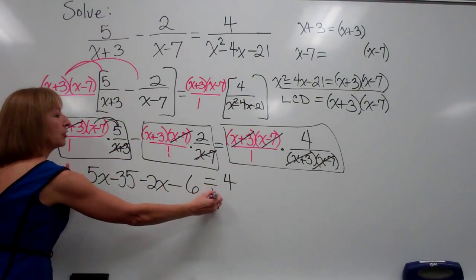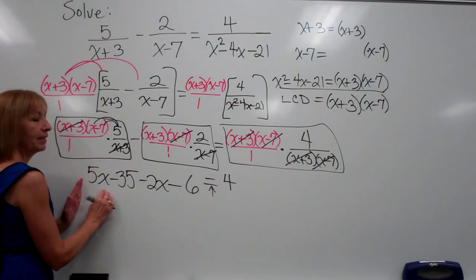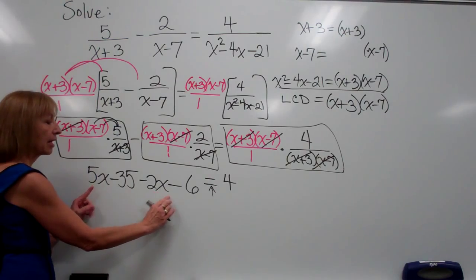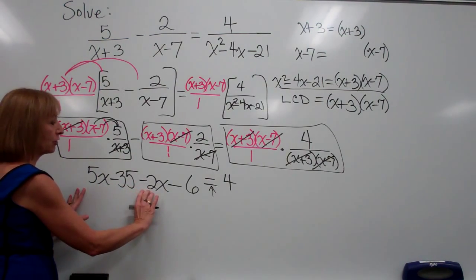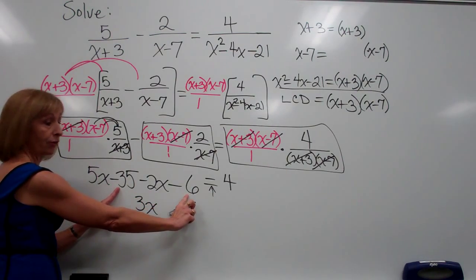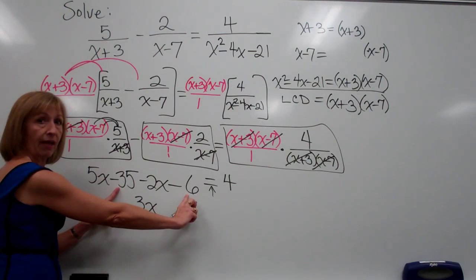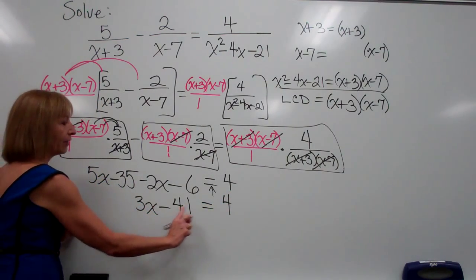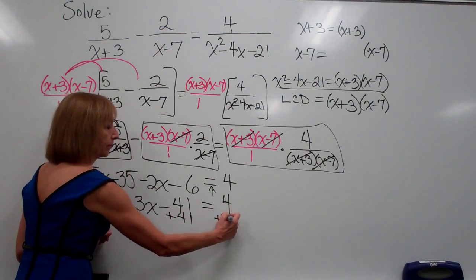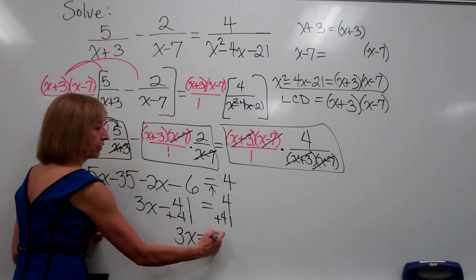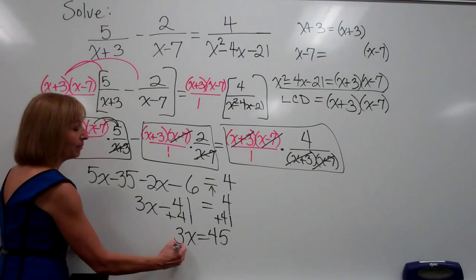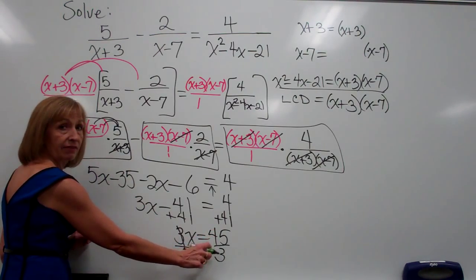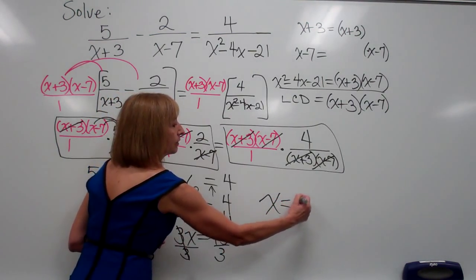Now, my equation is much simpler to work with than before. On the left side of the equal sign, I have several like terms that I can combine. The 5x combined with the negative 2x, they're on the same side, I'm just combining them. So 5x minus 2x is a 3x. And negative 35 is a like term with negative 6. So negative 35 combined with negative 6 is minus 41, and that equals 4. Now we want to add the 41 to both sides. And I get 3x is equal to 45. And then finally divide both sides by 3 to get the x on a side by itself. And we get x is equal to 45 divided by 3, which is 15. So x is equal to 15.